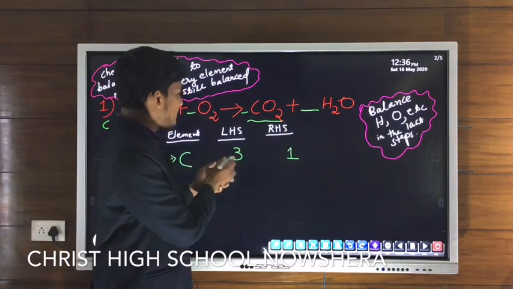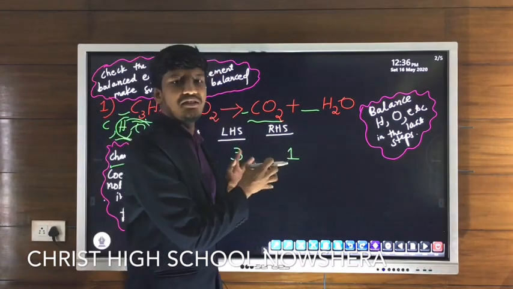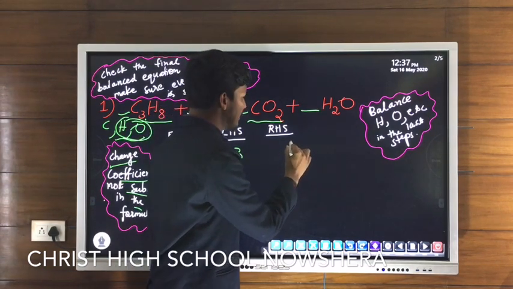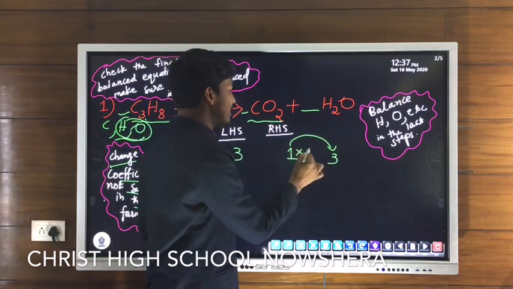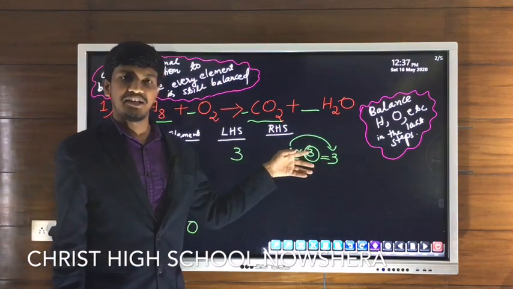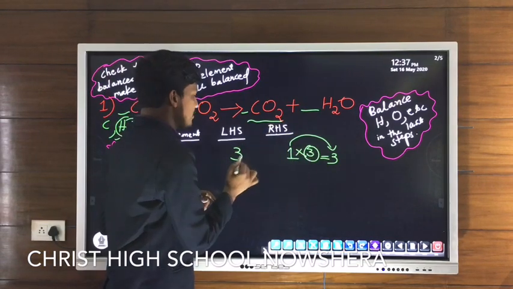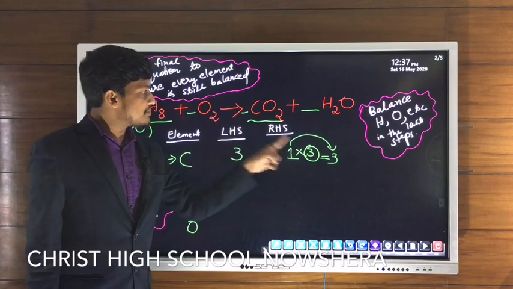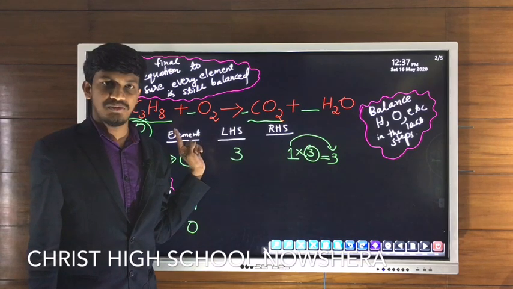So here, the number of carbon atoms on the left side is 3 and on the right side 1. So how can we make an equal number of carbon atoms on both sides? We can change this 1 into 3. Is it possible? It is possible, by 1 multiplied by 3 is equal to 3. We can change 1 into 3 by multiplying by 3. That means on the right side, on the RHS, we can make 3 carbon atoms. On the left side, already 3 carbon atoms, and on the right side also we can make 3 carbon atoms. Then you will get 3 carbon atoms on both sides of the equation.